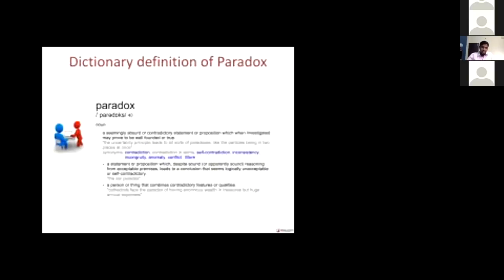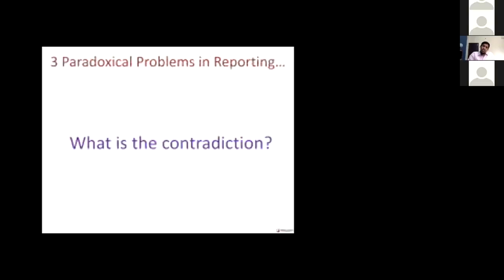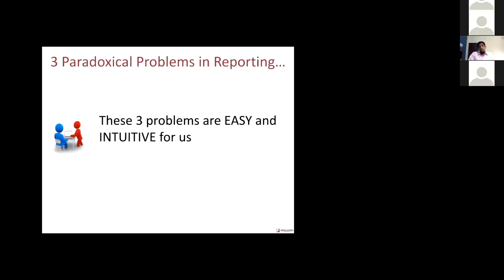What I really like is this third definition: a person or thing that combines contradictory features or qualities. So when we talk of a paradox, we are talking of a contradiction. There's some contradiction in there. So what is the contradiction here when it comes to these three problems in reporting? What problems am I referring to really? Let me tell you what the contradiction is, then I'll introduce these three problems.